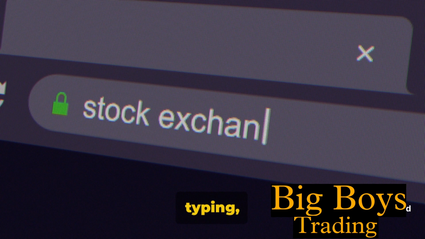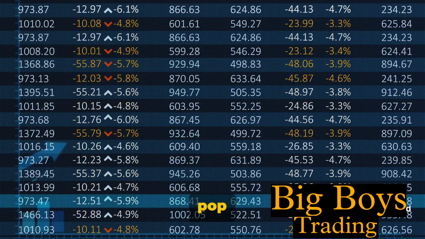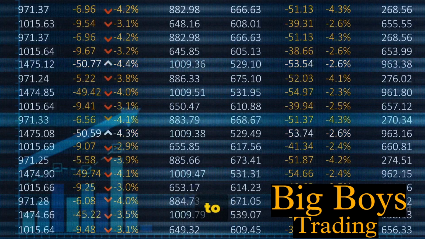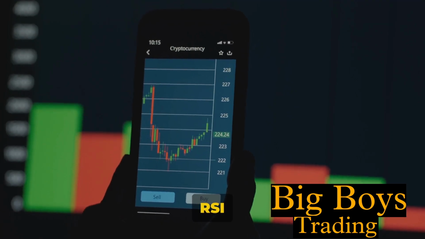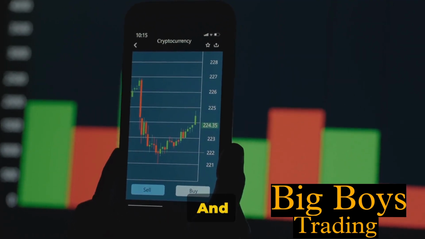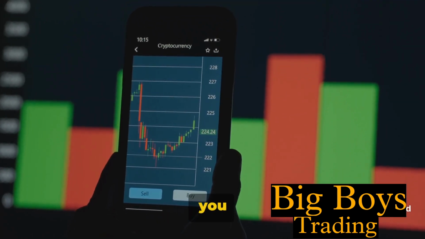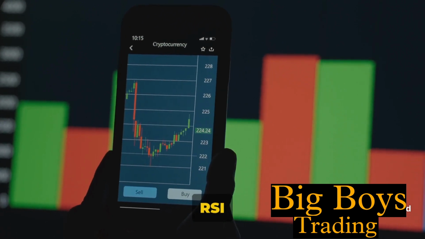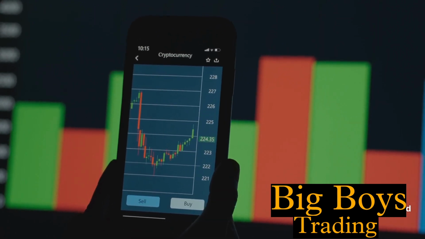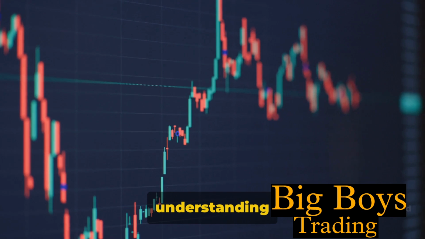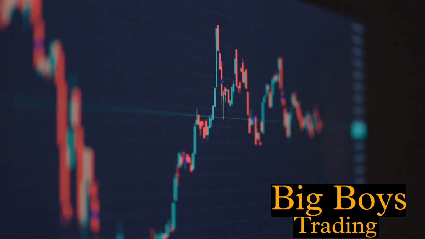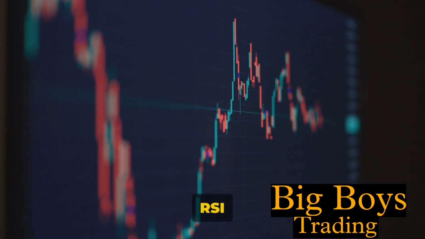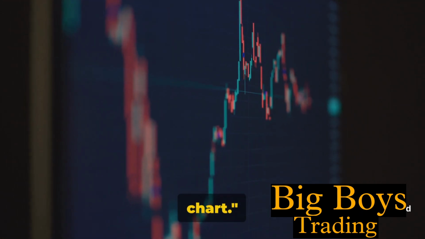As you begin typing, a list of indicators will pop up. From this list, you'll want to find and click on Relative Strength Index. This will add the RSI indicator to your chart. And voila! Just like that, you have successfully added the RSI indicator to your chart. You're now one step closer to understanding the nuances of the market and making informed trading decisions. You have now successfully set up the RSI indicator on your TradingView chart.